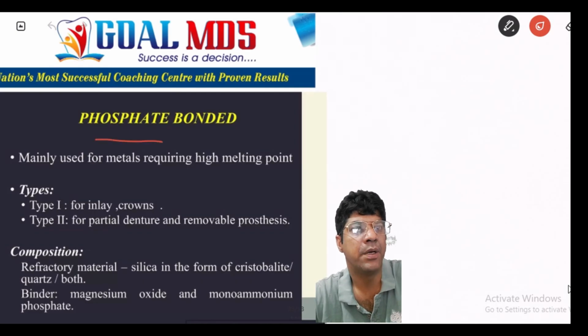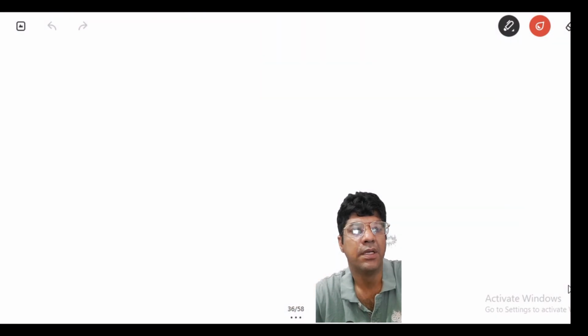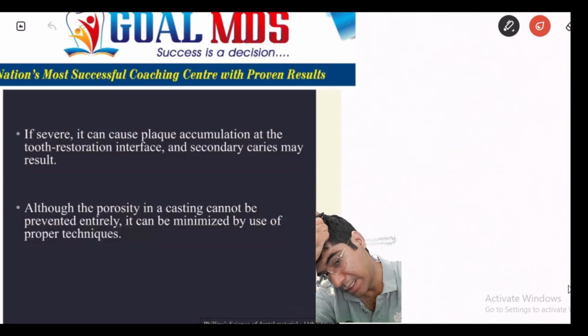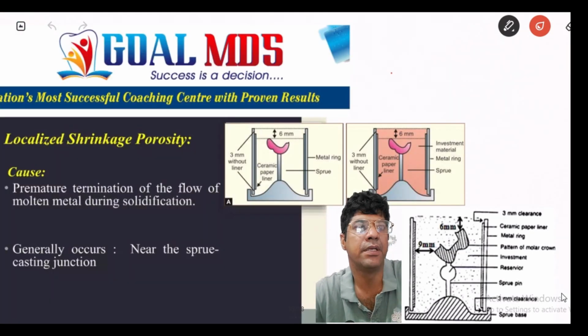Another is the phosphate bonded investment, mainly used for metals requiring a high melting point. Type 1 is used for inlays and crowns. Type 2 is for partial dentures and removable prostheses. The refractory material here is silica in the form of cristobalite or quartz. The binder is magnesium oxide and monoammonium phosphate. The third investment is the ethyl silicate investment.